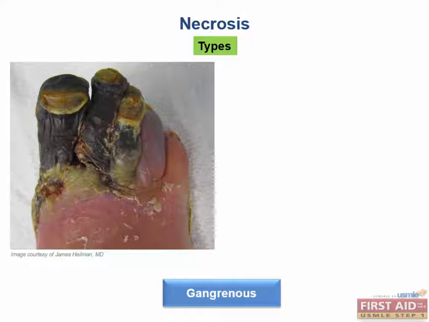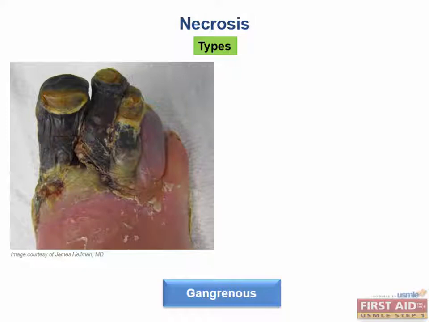So there's three main types that you need to know. The first one that we see here is dry gangrene, and this just means that neutrophils haven't arrived yet. If neutrophils have arrived, what type of gangrene is that? That's wet. Think of like the wet pus that are associated with neutrophils. Essentially, pus is dead neutrophils.